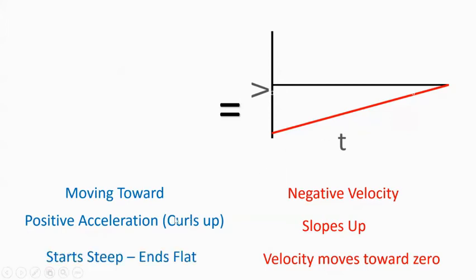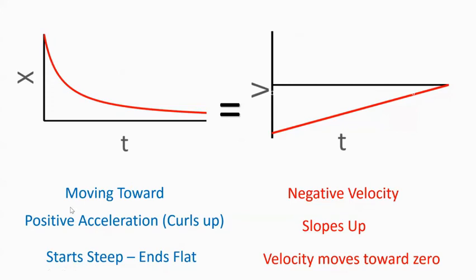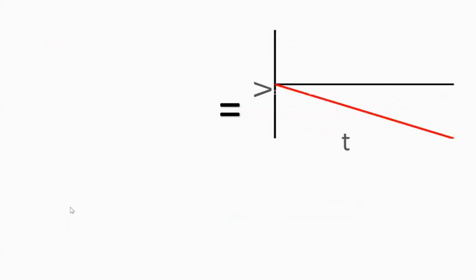So what would that look like on the position graph? When the velocity is far from zero, the line on the position graph is going to be steep. And when the velocity gets to zero on the velocity graph, on the position graph, the line will be flat. So we want a shape of a line that's going to be moving towards the bottom, curl upward, and start steep and end flat. There's an example of a position graph that does just that. Pause the video if you need to and see if you can figure out that example, and we'll go on to one more example.